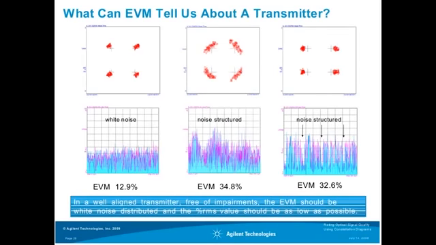So what can the error vector magnitude tell us about the transmitter? I have shown here 3 examples of a transmitter we partly already discussed. The first transmitter is a very good transmitter, well aligned with an external cavity laser, and what we can easily see here is a kind of white noise distributed error vector magnitude. This error vector magnitude is calculated to a value of close to 13%, which is a normalized value.